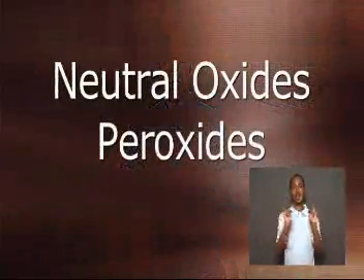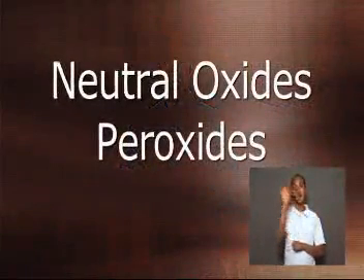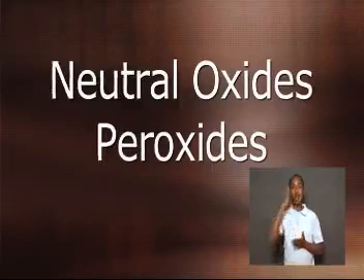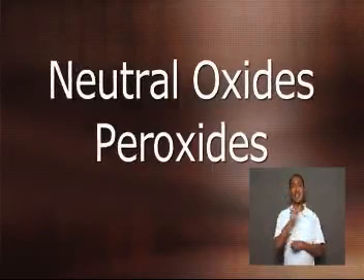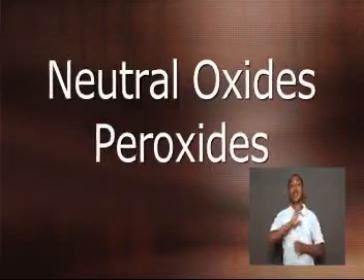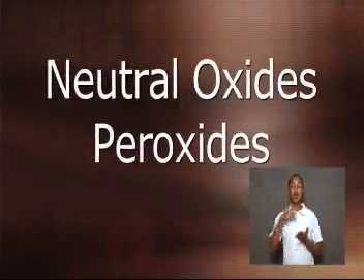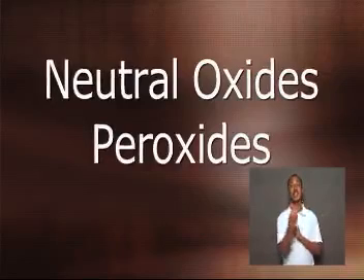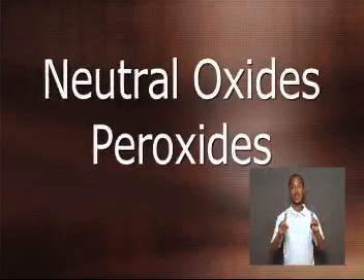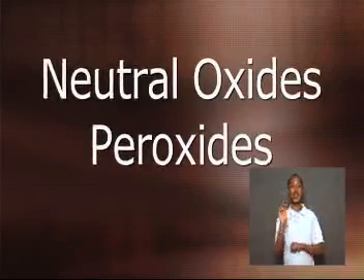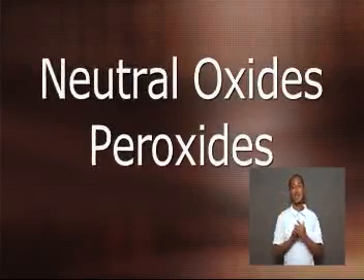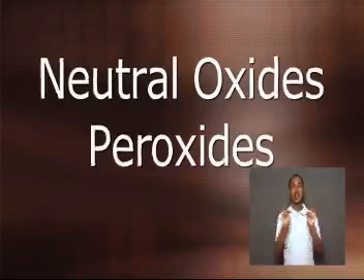and basic properties. In today's lesson, we will learn about two more types of oxides: neutral oxides and peroxides. We will define both of these and discuss their chemical properties. We will also look at some examples of each, and we will distinguish peroxides from other oxides. Let us begin by discussing neutral oxides.